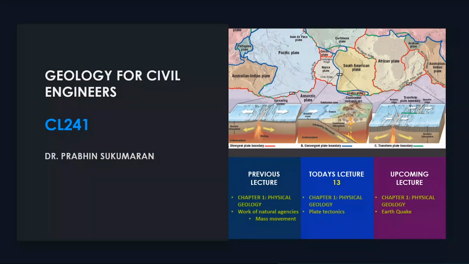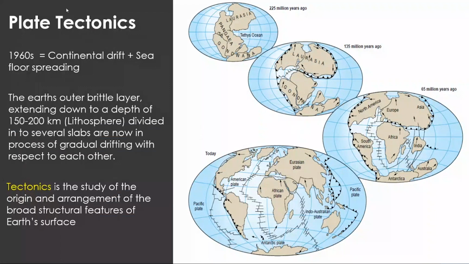What the concept of plate tectonics is, and how it explains some of the features that we see on the surface of the earth, is what we are going to discuss today in the lecture. Plate tectonics is a theory which evolved somewhere around 1960. This theory combined two earlier existing theories: one is called Continental Drift and the other is called Seafloor Spreading.